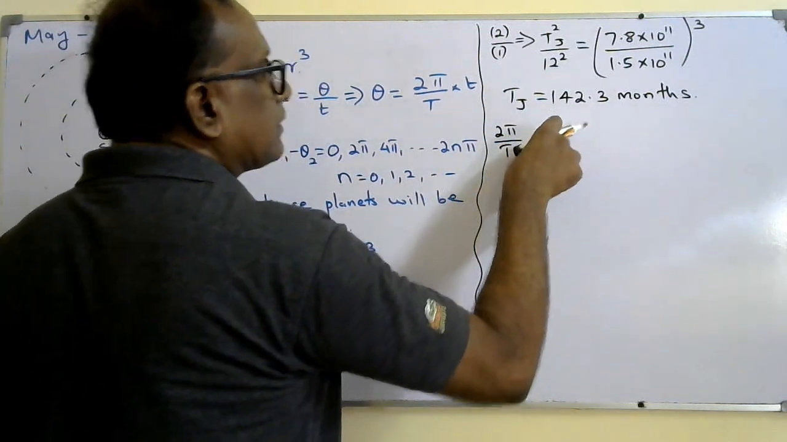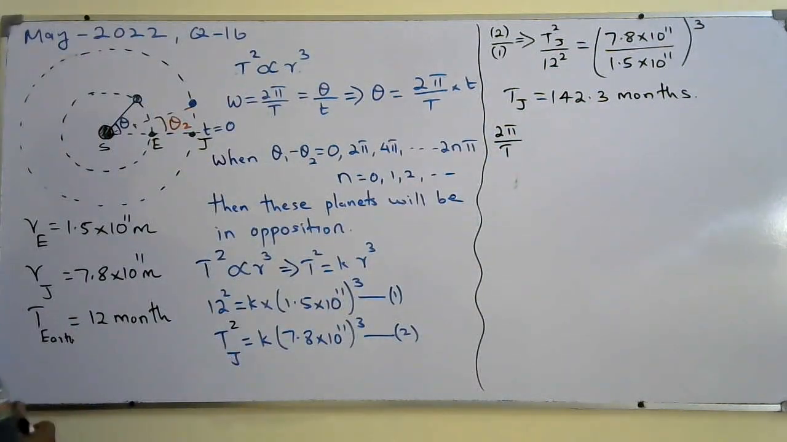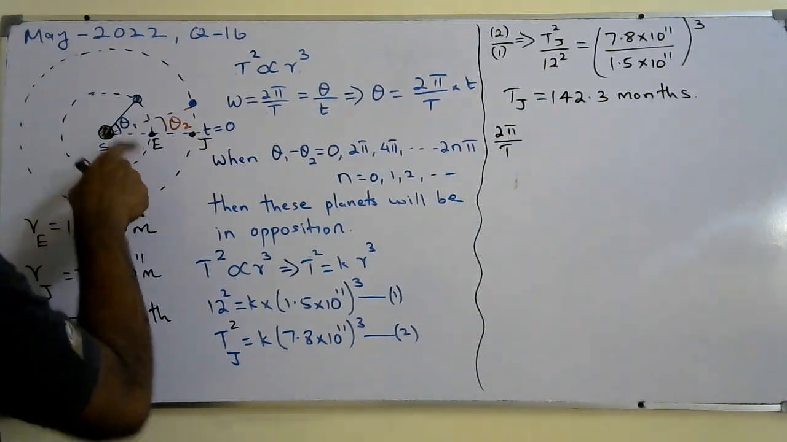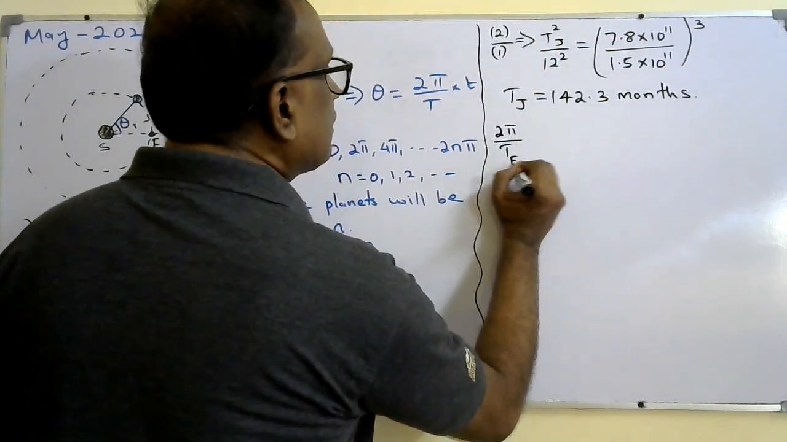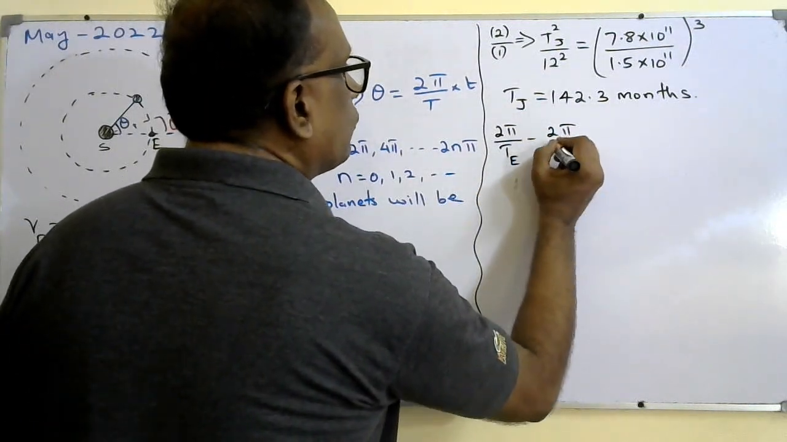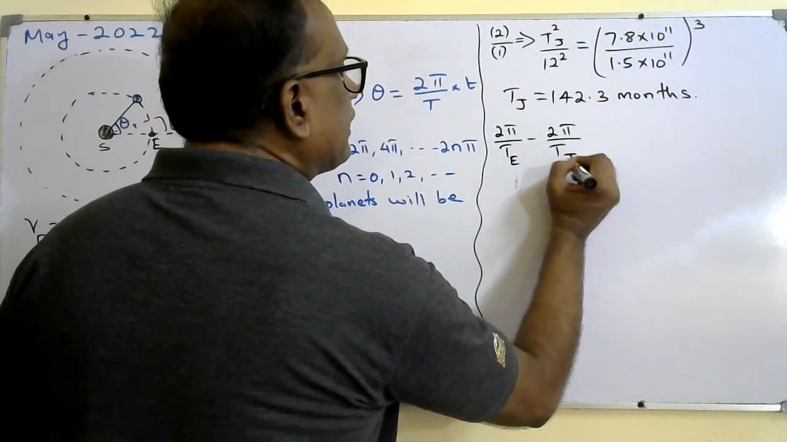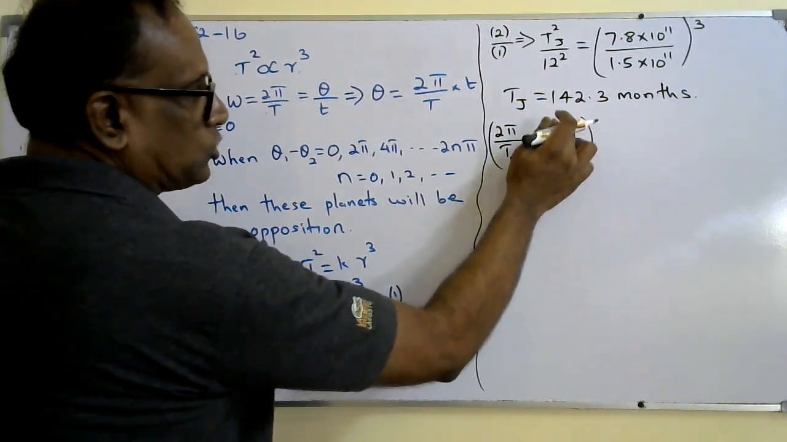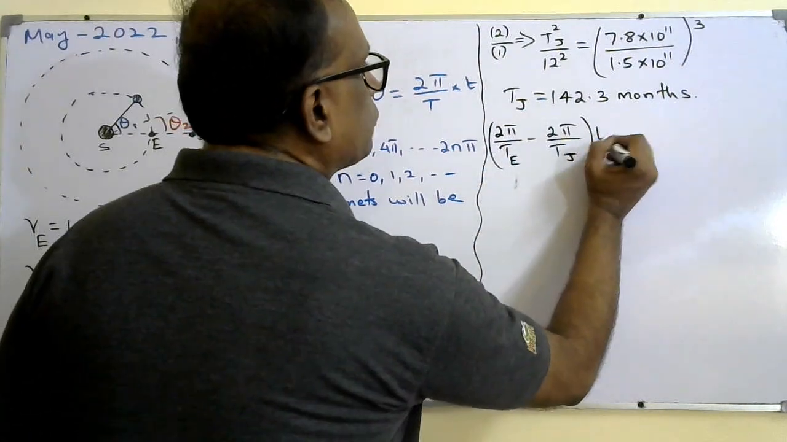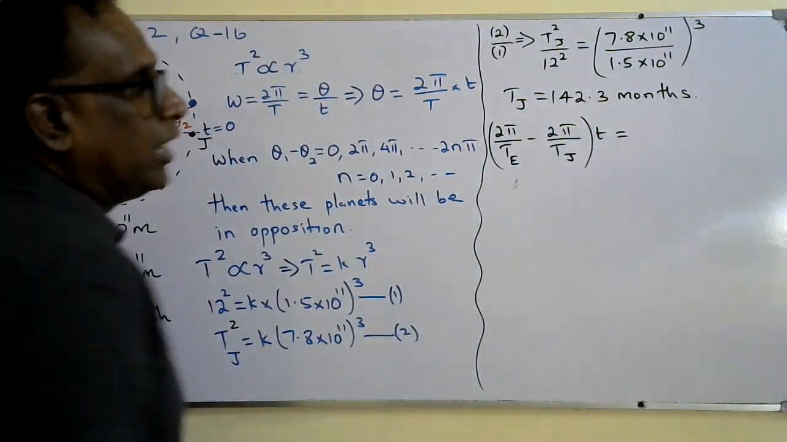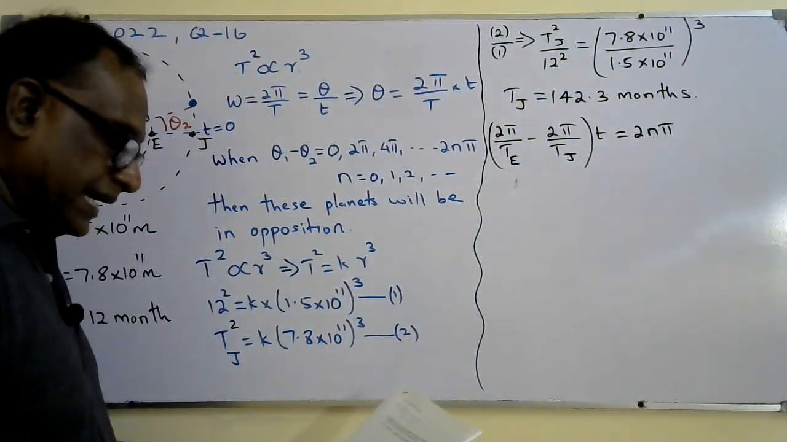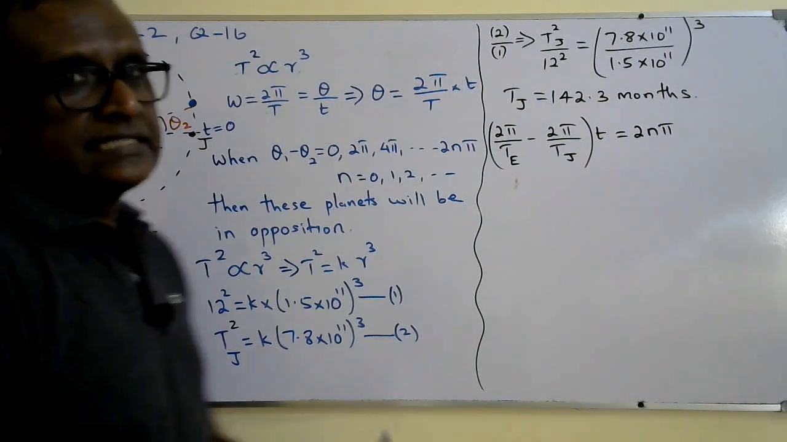So theta 1 minus theta 2 means 2 pi over T Earth into t minus 2 pi over T Jupiter into t. Taking t common, this is equal to 2n pi, because they ask every 13 months. They didn't say after 13 months, but every 13 months. That's the reason I did it generally with n.